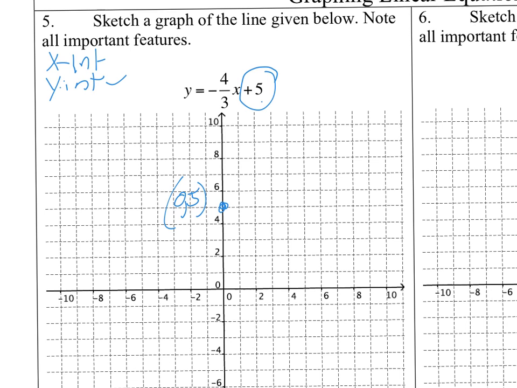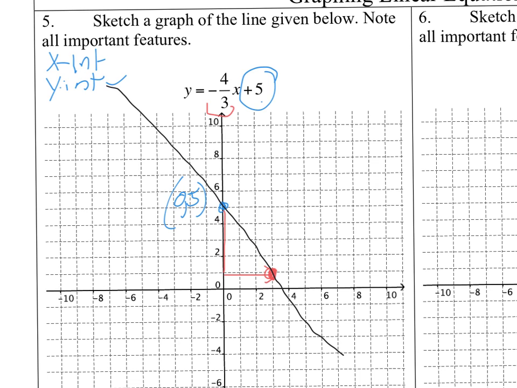I'm going to use my slope, -4/3. That means down 4 and 3 to the right. There's my second point. So what I'm doing is going through those 2 points. And I'm going to try to make it a nicely ordered line, but I'm really terrible at drawing sometimes, and that's okay.